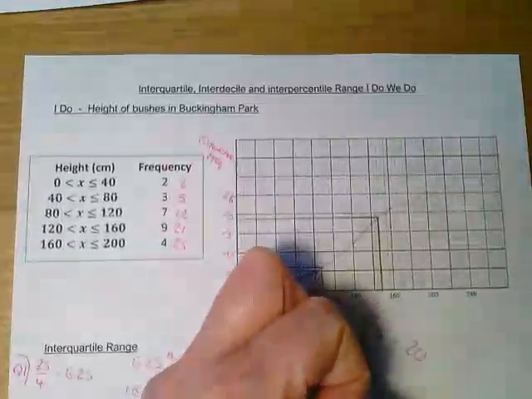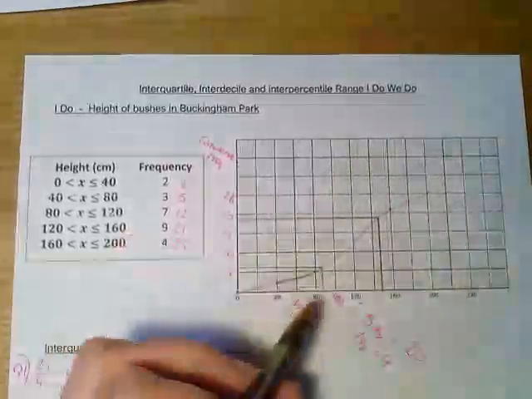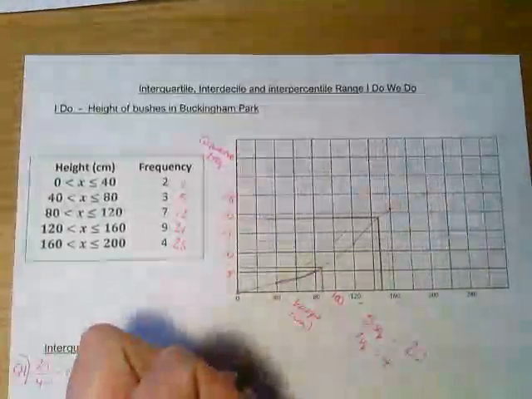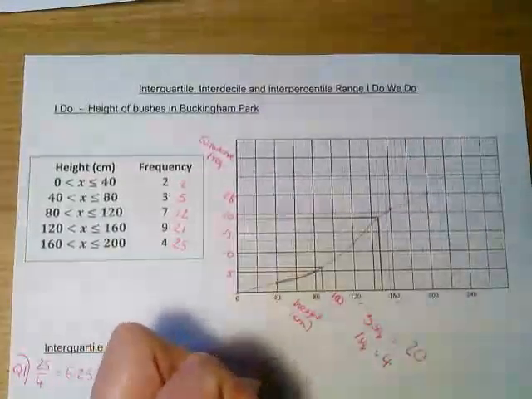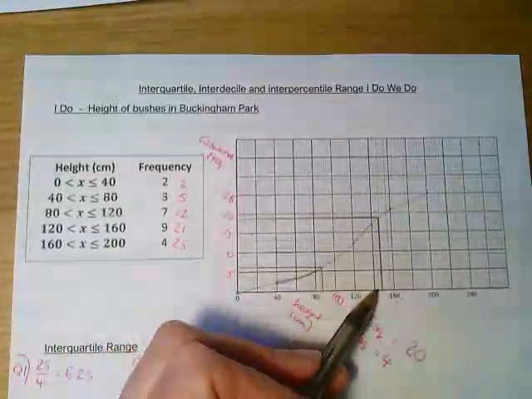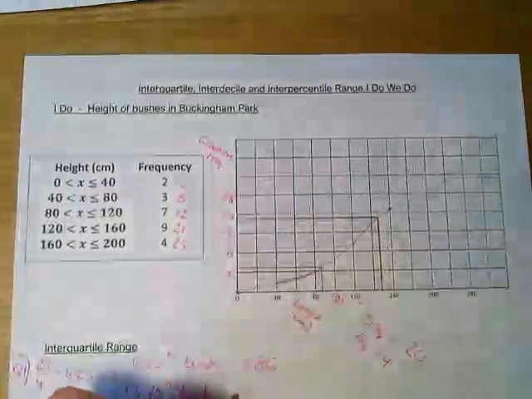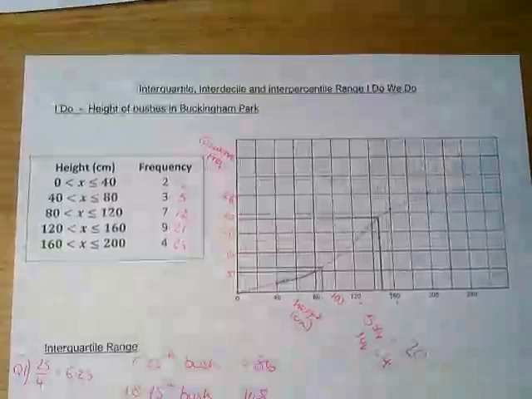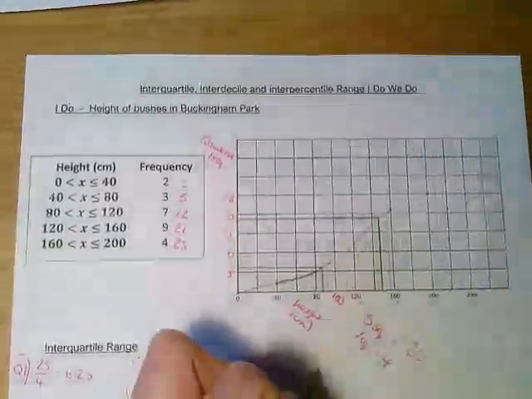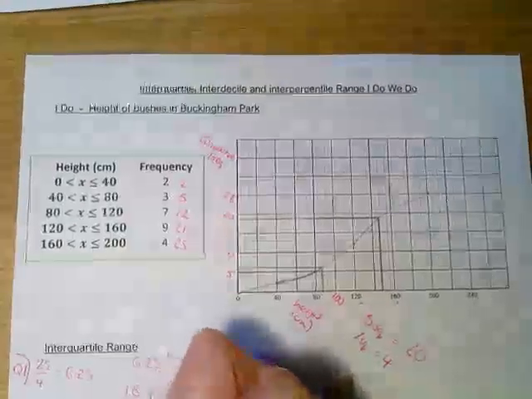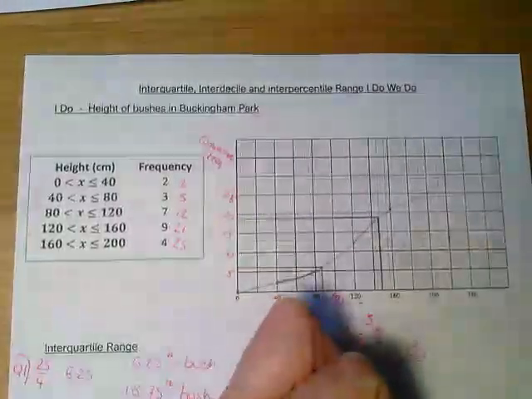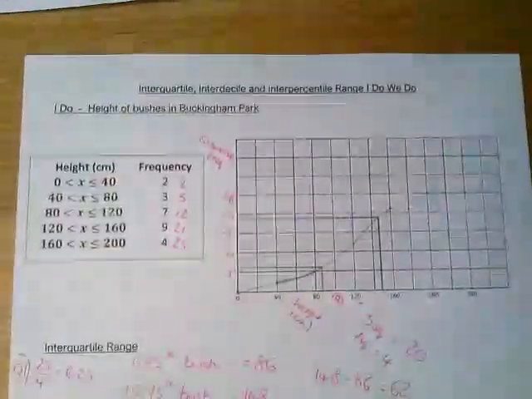So 1 square goes up by 4. Okay, so I've got 80, 84, 85, 86. Okay, and then I've got 140, 4, 8, 148. So my interquartile range is where I subtract one from the other. 148 subtract 86 is going to give me 62. That is my interquartile range.